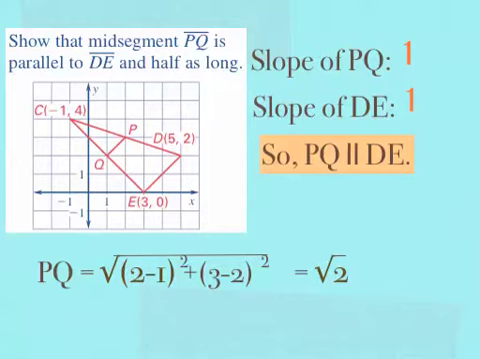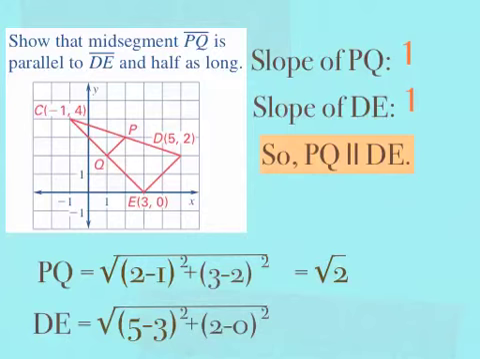The distance for segment DE we can find by saying the square root of (5 minus 3) squared plus (2 minus 0) squared. Well, 5 minus 3 is 2 squared, plus 2 minus 0 is 2 squared. 2 squared is 4, so the square root of 4 plus 4 is the square root of 8. There is a perfect square 4 that will go into the square root of 8, so we can simplify that to be 2 square roots of 2. If you notice, we've proven that PQ is only a square root of 2 long, while DE is 2 square roots of 2 long. So that does say that PQ is half as long as DE.